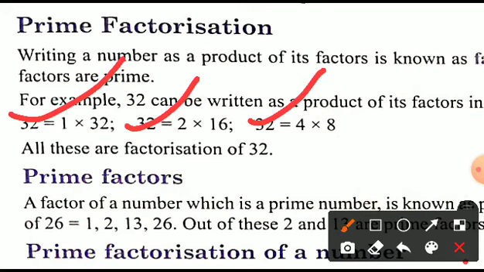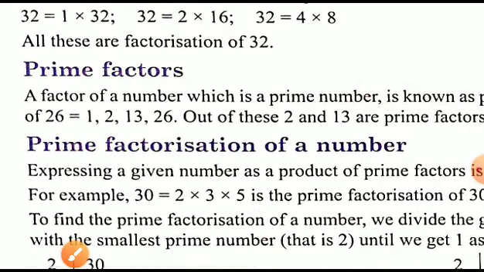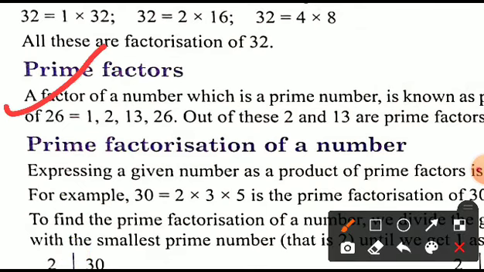Now prime factors. A factor of a number which is a prime number is known as a prime factor. For example, if we take 26, the factors of 26 are 1, 2, 13 and 26. Out of these four factors, only 2 and 13 are prime factors because they are prime numbers.